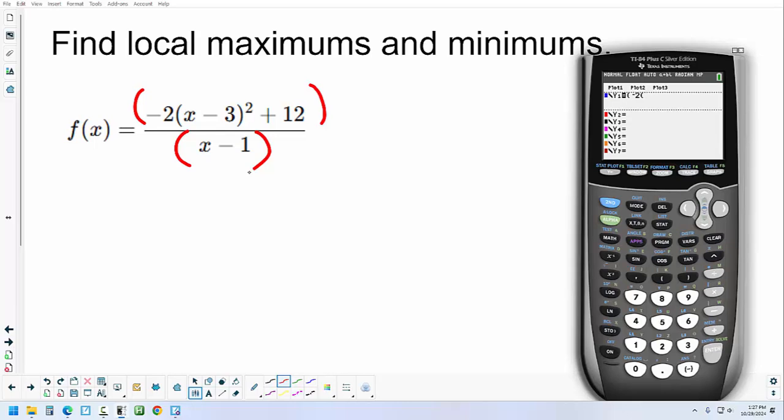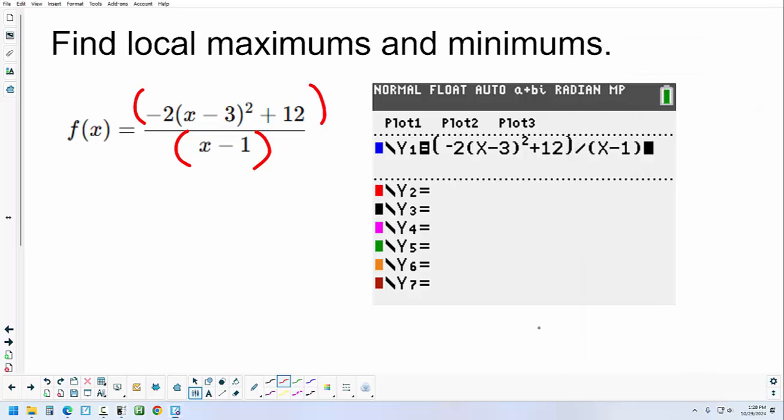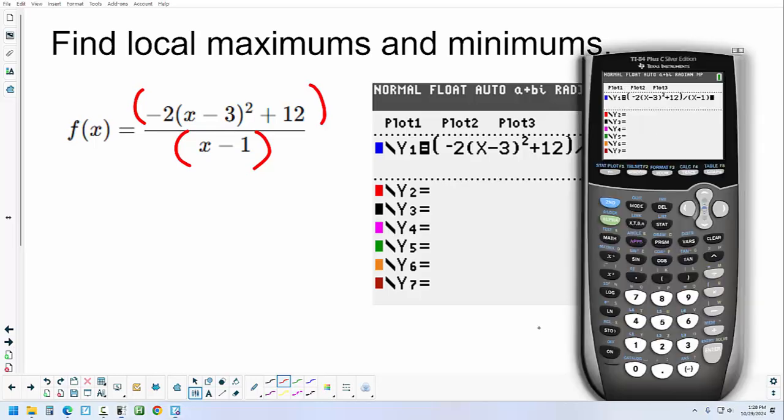So negative 2 times x minus 3 squared plus 12. Okay, so the top should look exactly like what I have right there. And the bottom, x minus 1. Put that over there in case people need to copy down how to do that. Okay. Take graph.